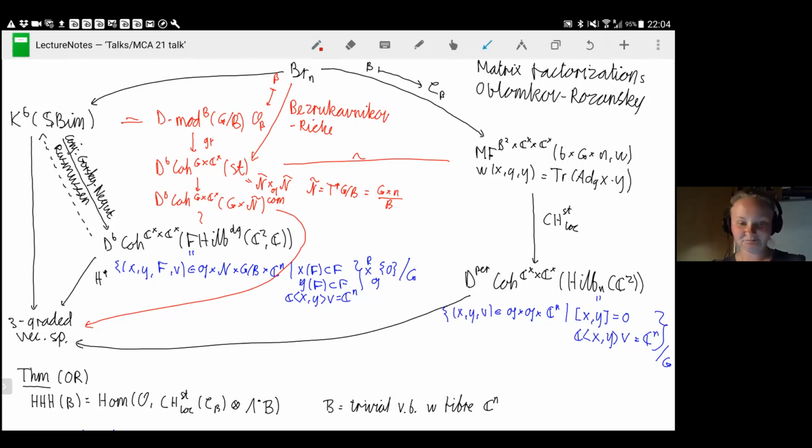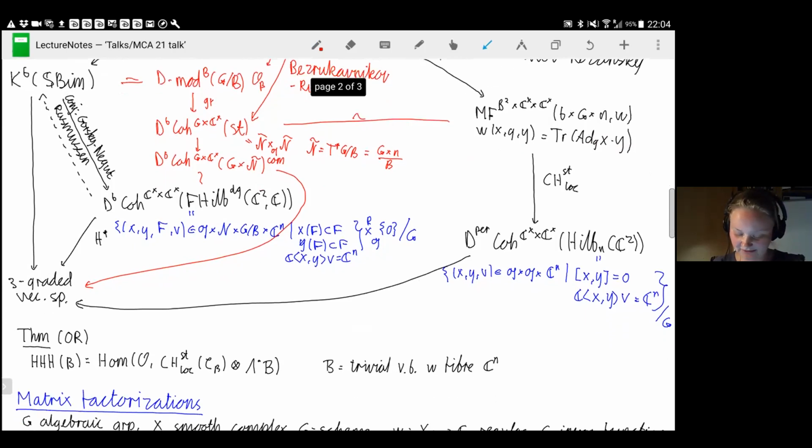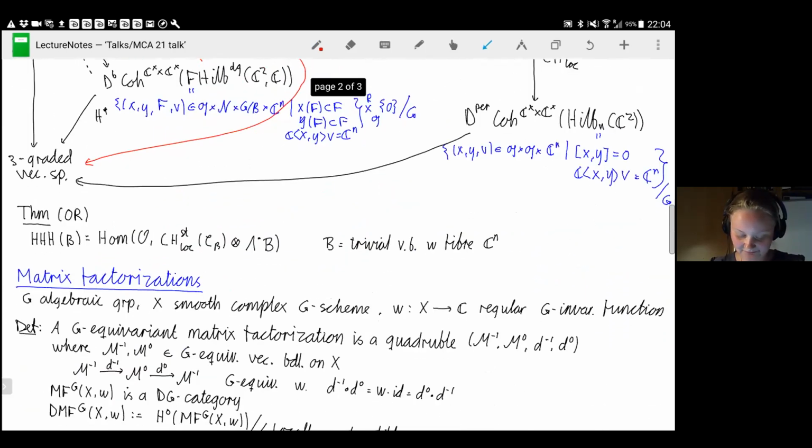All right, so let me first give you the basic definition of what these matrix factorizations are, because it's maybe not a super standard object. Most people are familiar with working with coherent sheaves, but matrix factorizations are a little bit less standard. So let me tell you what they are.